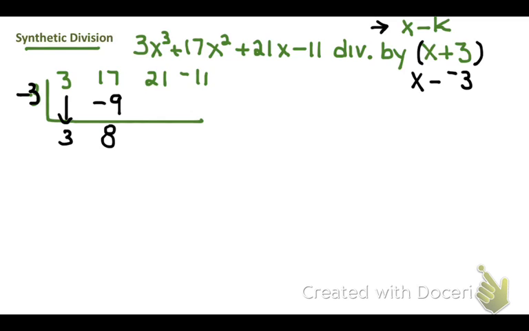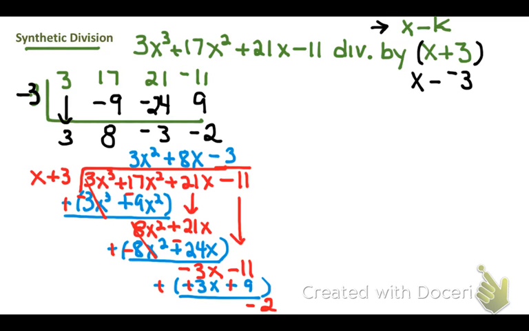Negative 3 and 8 is negative 24. We add those, we get negative 3. Negative 3 and negative 3 is a positive 9. And we end up with a negative 2. Now we're going to compare this answer to long division. This is actually pretty cool.